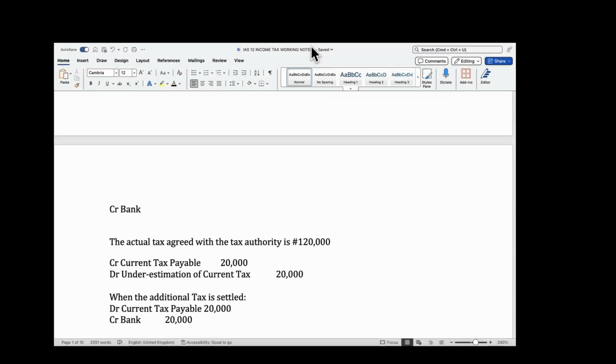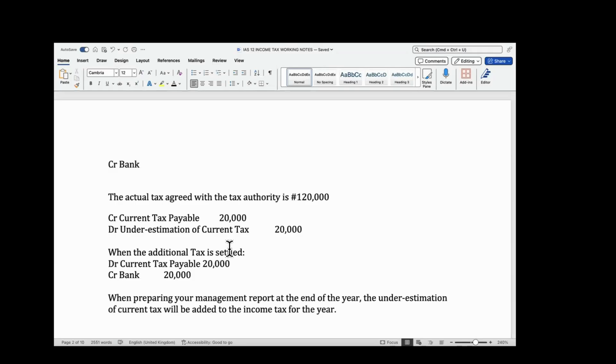Sorry, sir, can I ask you? Yes. If you need to make it up, do you debit the current year P&L or do you debit your retained earnings? It's the current year P&L that you would debit, not retained earnings. Even though the tax is payable for the previous year? Yes.